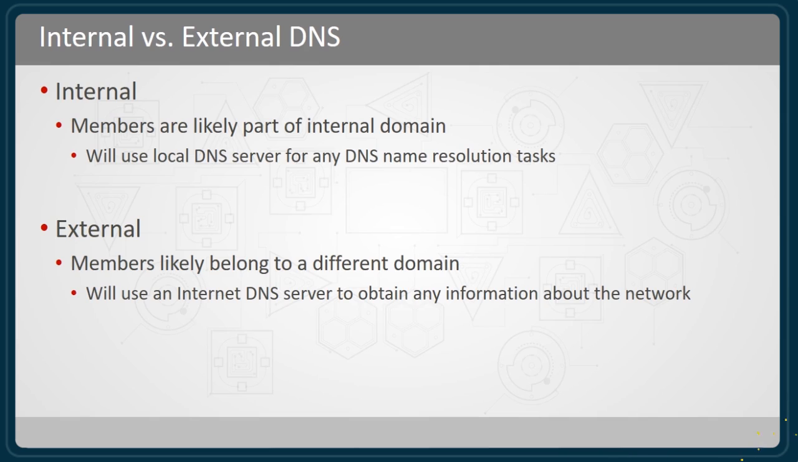So external is effectively the exact opposite. The members that are participating likely belong to a different domain other than your own. So you will use an internet DNS server to obtain any information about the network. So what does this look like?